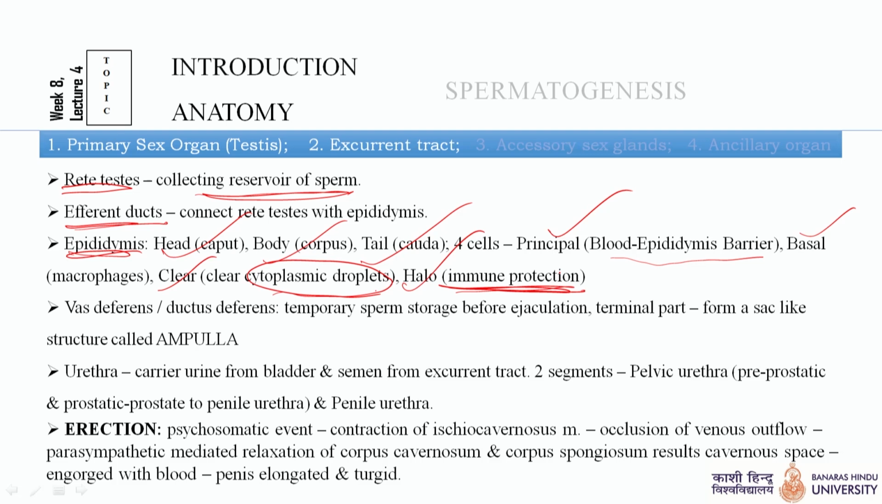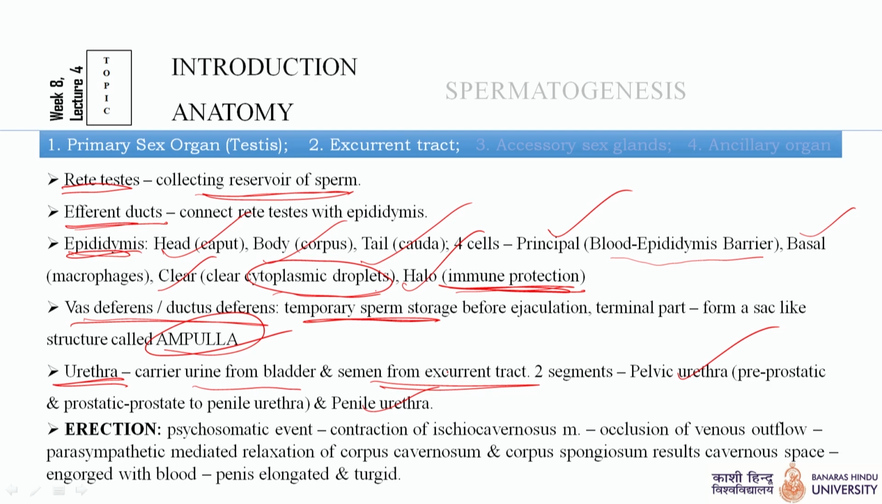Okay. And the next structure is the vas deferens or ductus deferens, which is a temporary sperm storage before ejaculation. The terminal part forms a sac-like structure called the ampulla, which is an accessory sex gland. And the next structure is the urethra. The urethra carries urine from the bladder as well as semen from the excurrent tract. Now, there are two segments in the urethra: one is the pelvic urethra, another is the penile urethra.